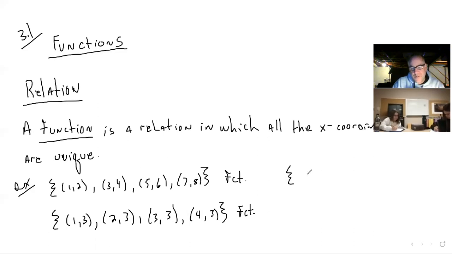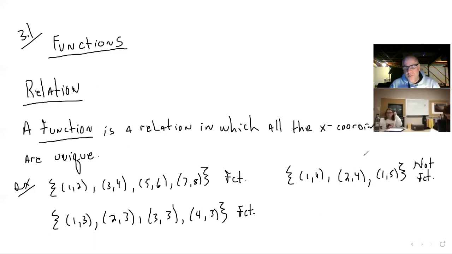I had (1, 4), (2, 4), (1, 5). This is not a function, simply because I've got two x coordinates that are the same. I got 1.